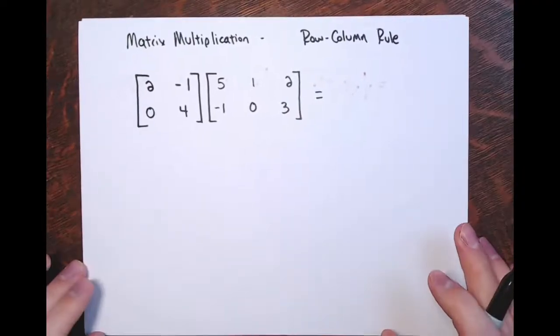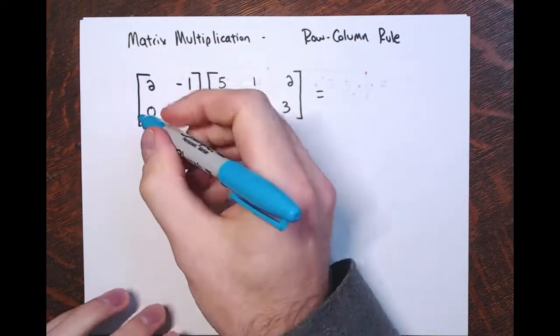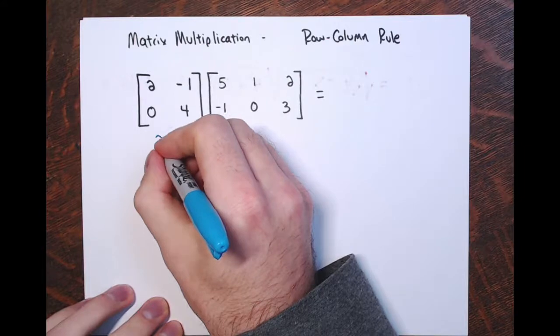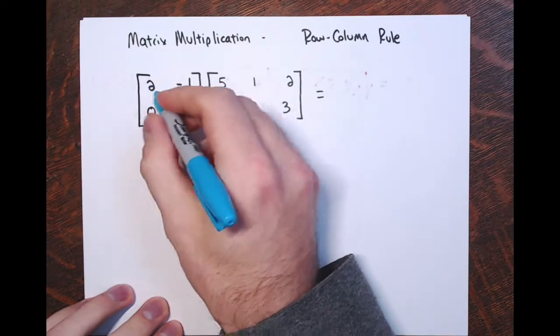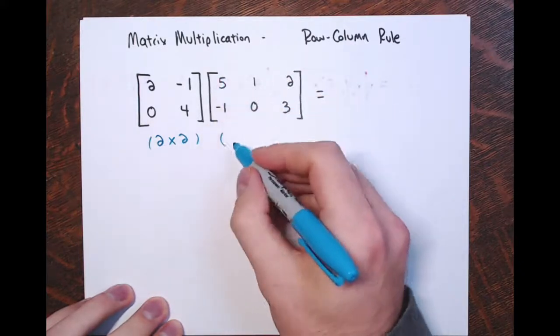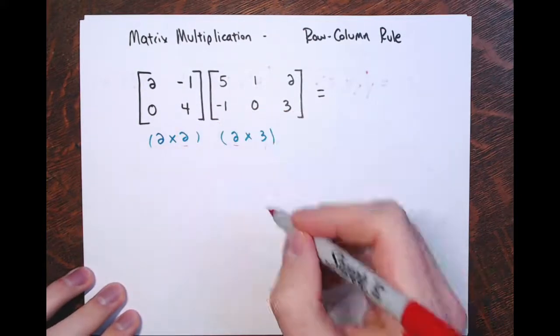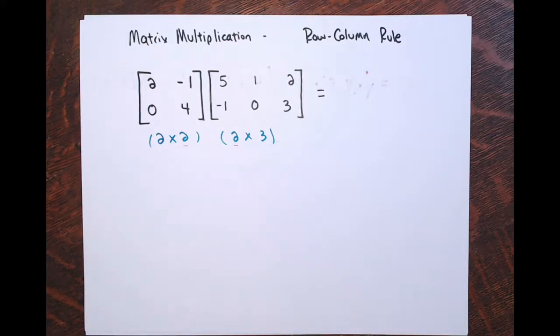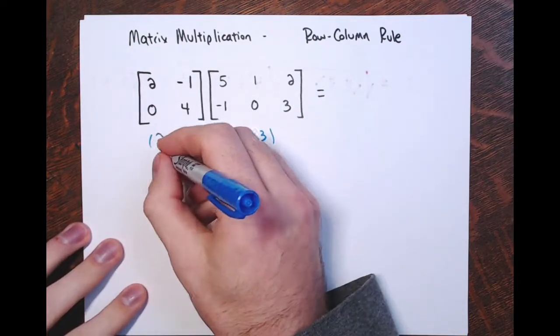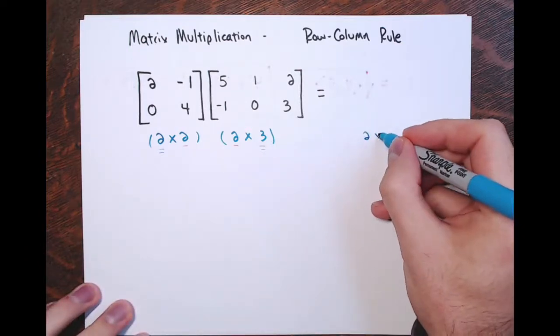Again, here's the matrix product we're asked to find in the participation activity. Like I said, the size requirements are met. The left matrix is a 2 by 2, 2 rows, 2 columns. The right matrix is a 2 by 3. Those inner numbers are the same: the columns of the left matrix equal the rows of the right matrix. So the size requirements are met. Then the resulting product would be a 2 by 3, those outer numbers.